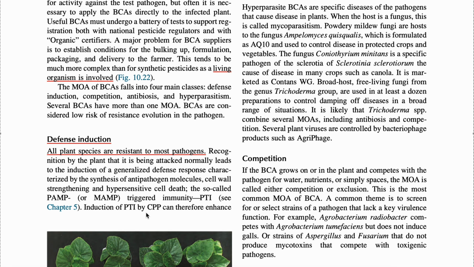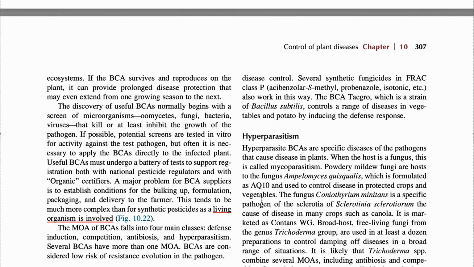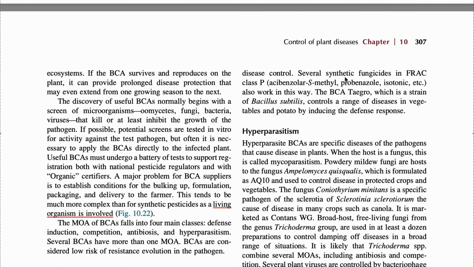Induction of PTI by CPP can therefore enhance disease control. Several synthetic fungicides in FRAC class P also work in this way. The BCA Tegro, which is a strain of Bacillus subtilis, controls a range of diseases in vegetables and potato by inducing a defense response.